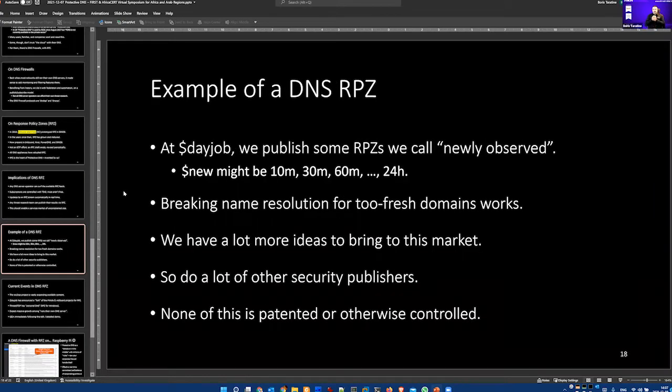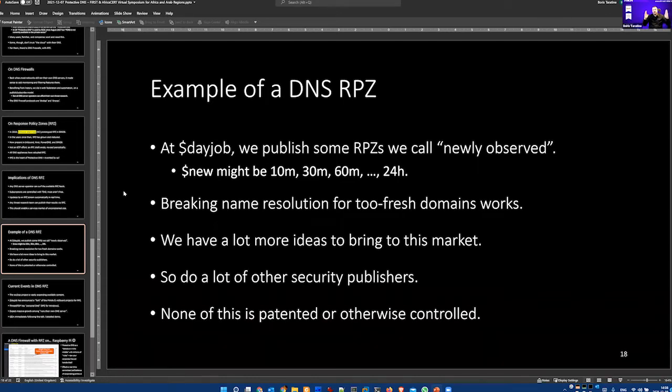All right, let's talk a little bit about DNS RPZ. We have at Farsight, at my day job, several of those. We call them newly observed domains. Those feeds might be 10 minutes, 30 minutes, 60 minutes, a couple of hours, 24 hours, and so on. You remember, if you take newly observed assets on the internet and randomly pick one, up to 70% are not good, not safe. So what if we just deny access to this new asset, let's say for 24 hours? In 24 hours, 80% of those will disappear.